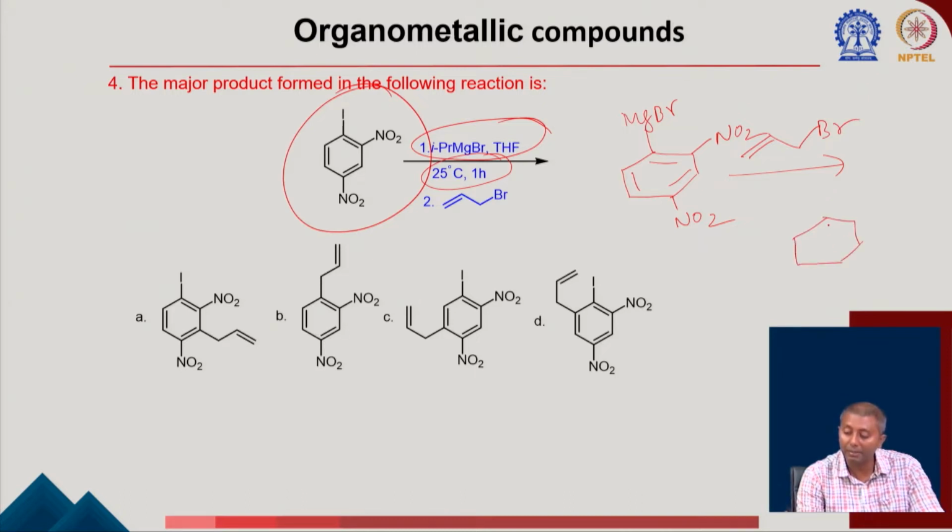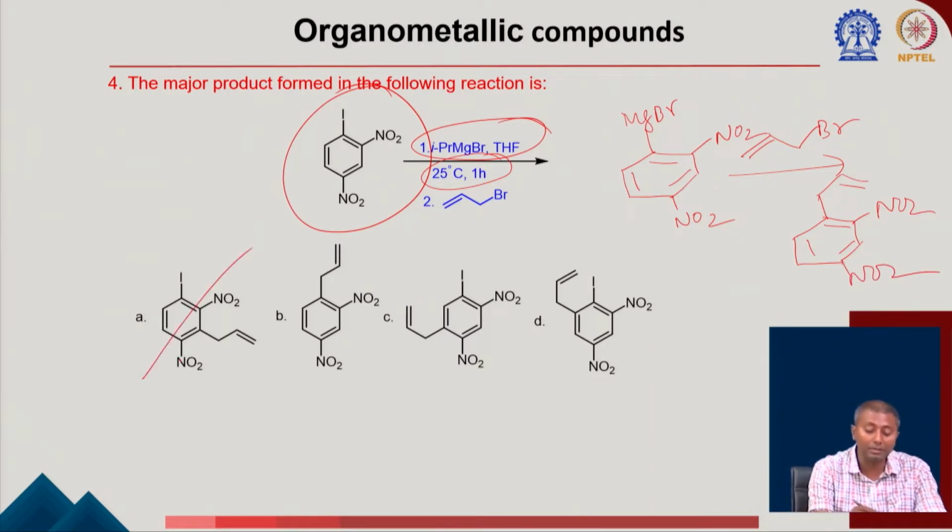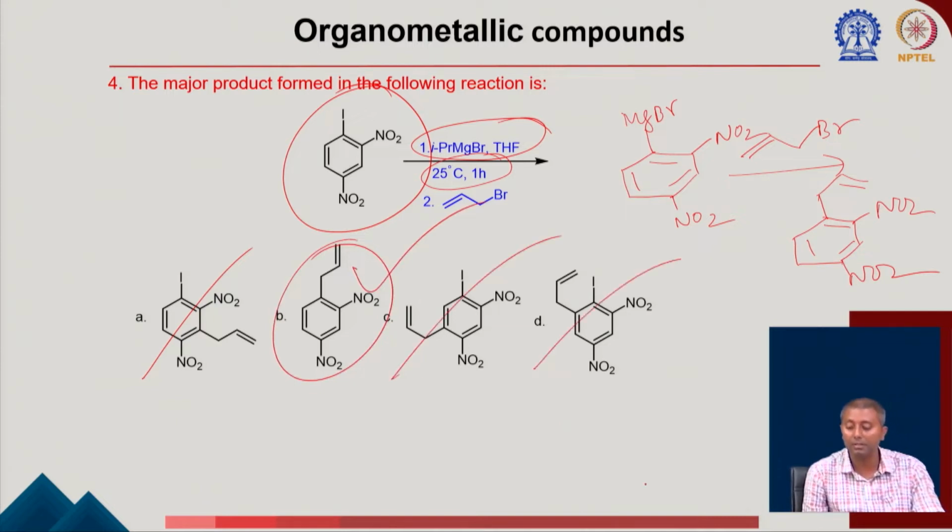Again, as I mentioned, the advantage of this Grignard reagent is that it can form the Grignard while keeping this nitro group unreacted. So if you look into the different examples here, this cannot be the answer. This cannot be the correct answer. We can see here, this option B is going to be the correct answer, not C, neither D.